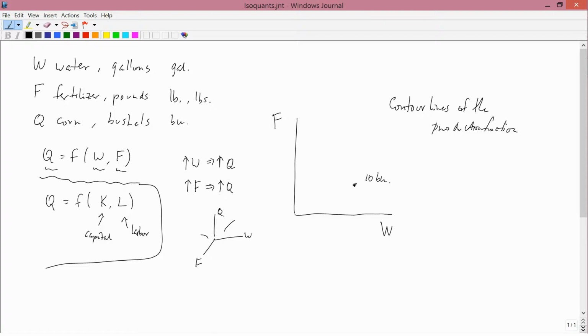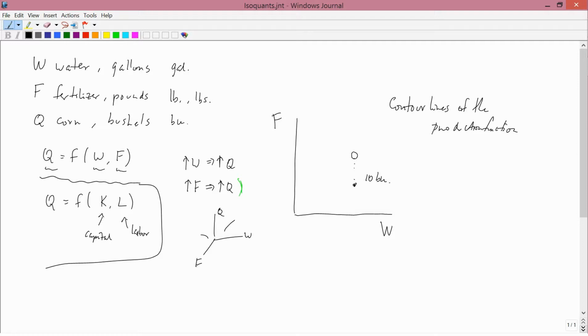Now suppose we go in an arbitrary direction, let's say increasing fertilizer up to here. Well, increasing fertilizer will increase corn output, and that's what we said here. So this is more than 10 bushels. I'm trying to sketch the contour line, so I need to find another point here that has 10 bushels. And right now what I've achieved is something that's more than 10 bushels.